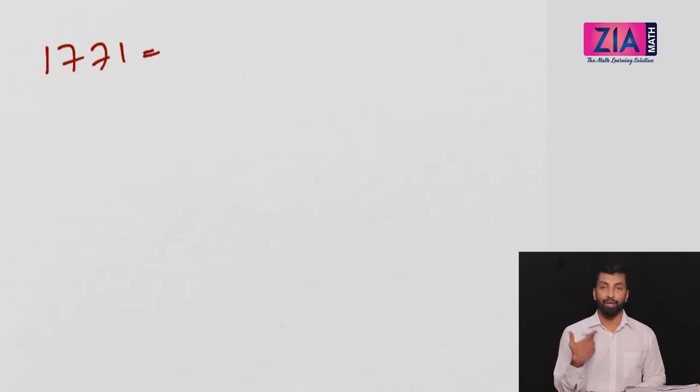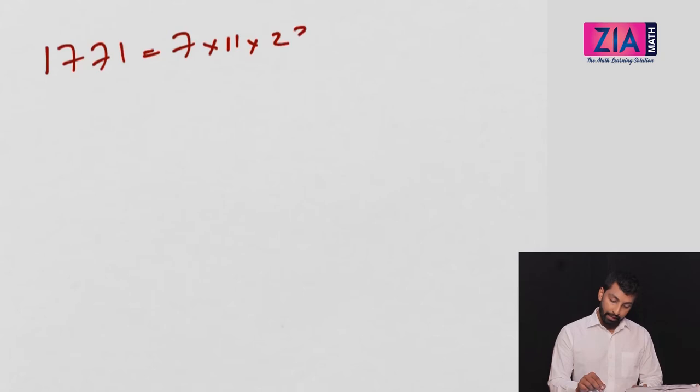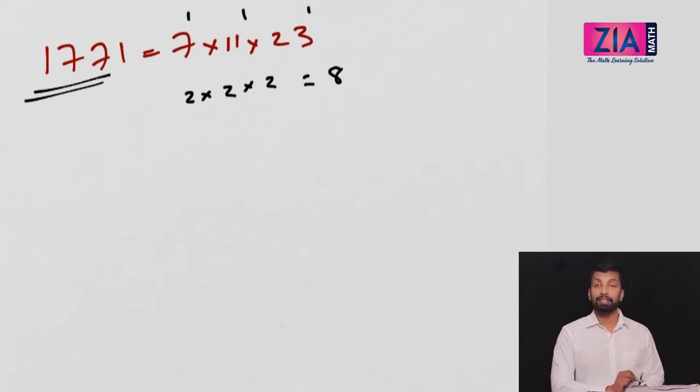So if I give you this number 1771, the way in which you can prime factorize, you can do it later. It's actually 7 into 11 into 23. So the number of factors will be, this is 1, this is 1, this is 1. So 2 into 2 into 2, which is equal to 8. For 1771, you have 8 factors. Just by using the method of prime factorization, you are getting the answer. That's the point which I need to tell you.